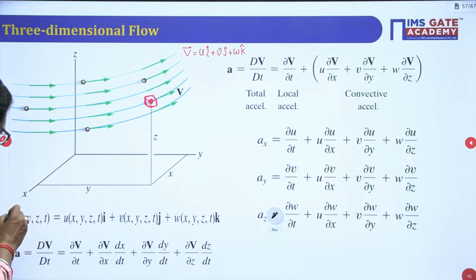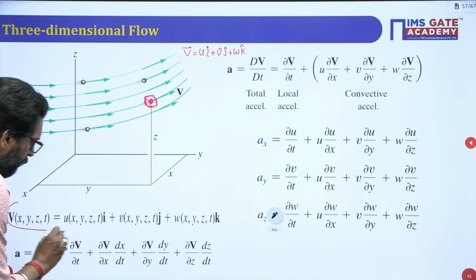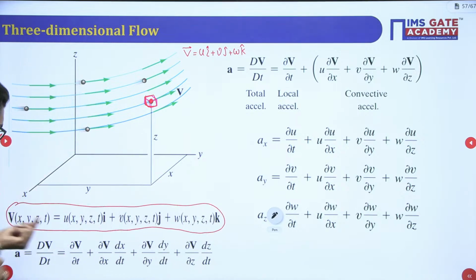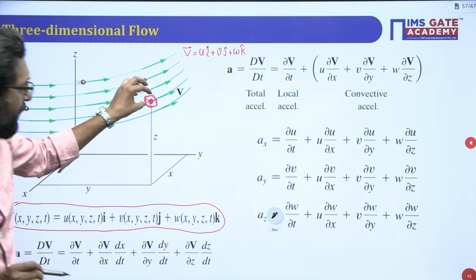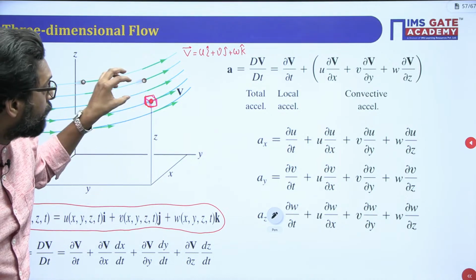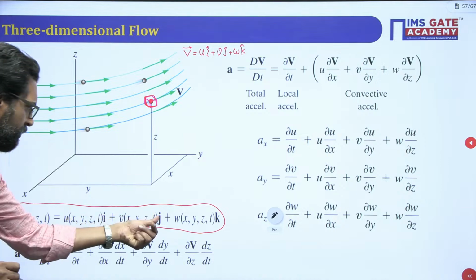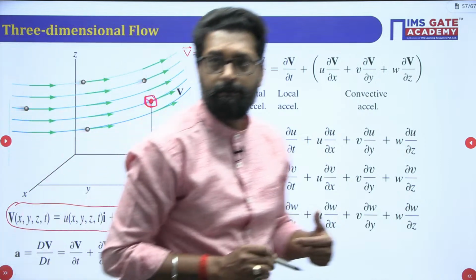So this is what beta? This is for the Eulerian description. Why? Because we have a control volume. We are analyzing the control volume. So for the control volume, the velocity is a function of x, y, z, t, and the velocity component u is in the i direction, v is in the j direction, w is in the k direction.